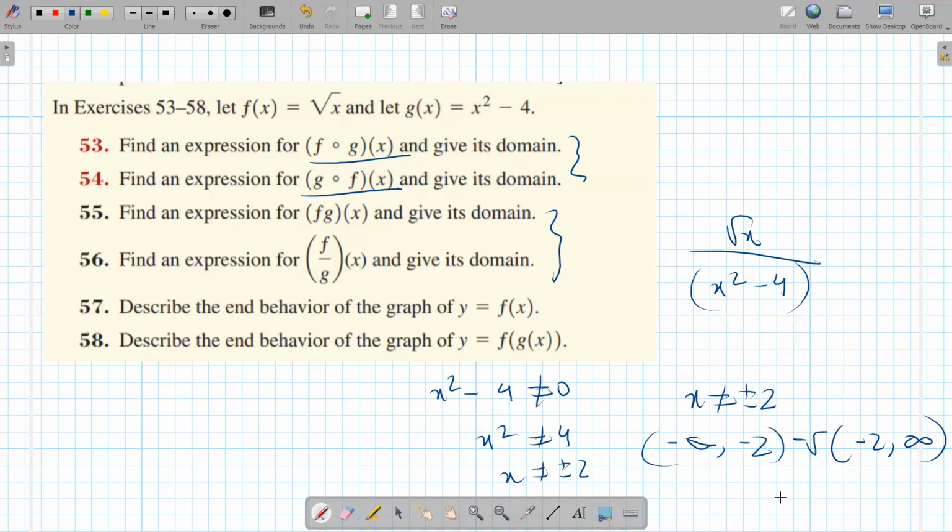So you don't have to check the overlaps if it's a question like 55, 56. Only here you check for overlaps. So only when it's f of something. Yeah. Or g of something. Yes. Okay.